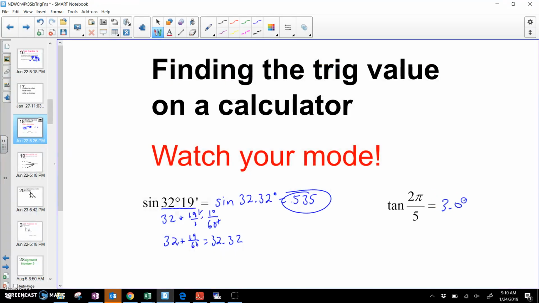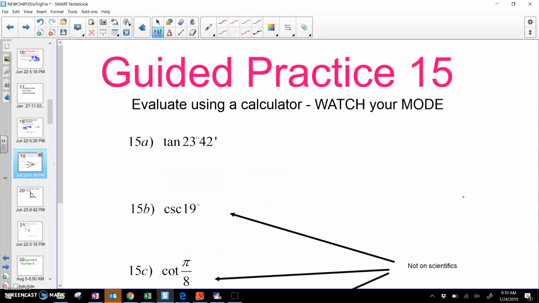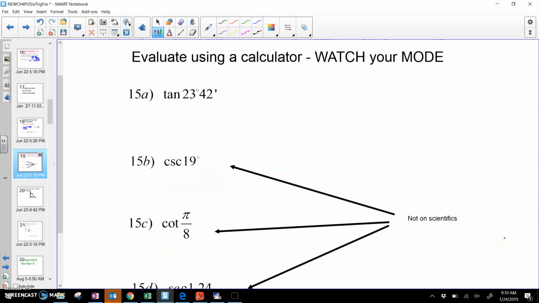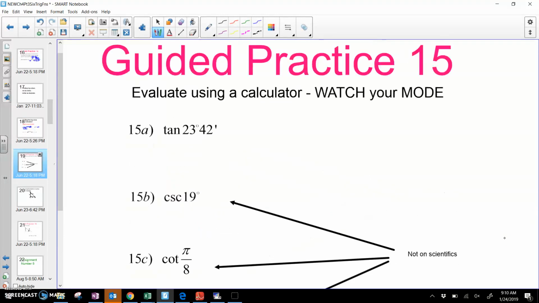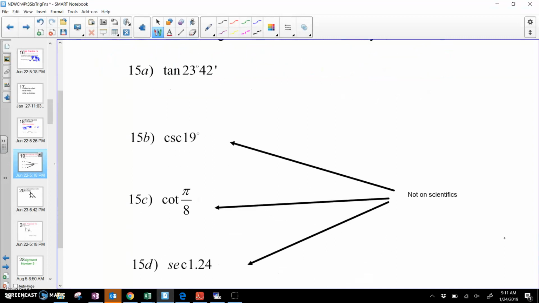So go ahead and pause the video. You're going to get to try some, guided practice number 15. Having said that, let's maybe do 15 together first, so that you know how to do the reciprocal ones.